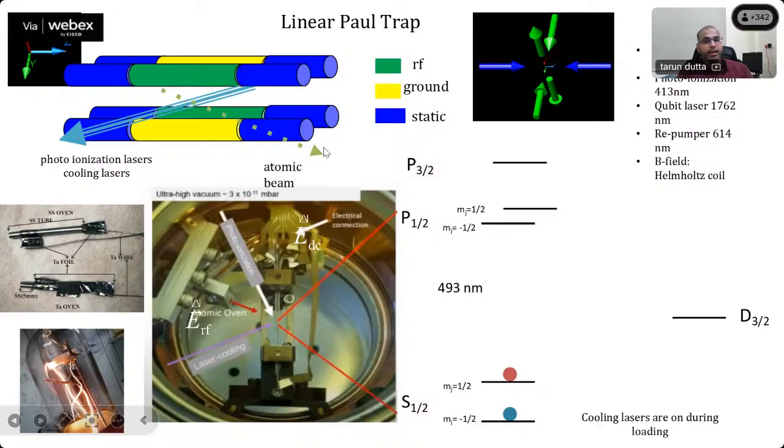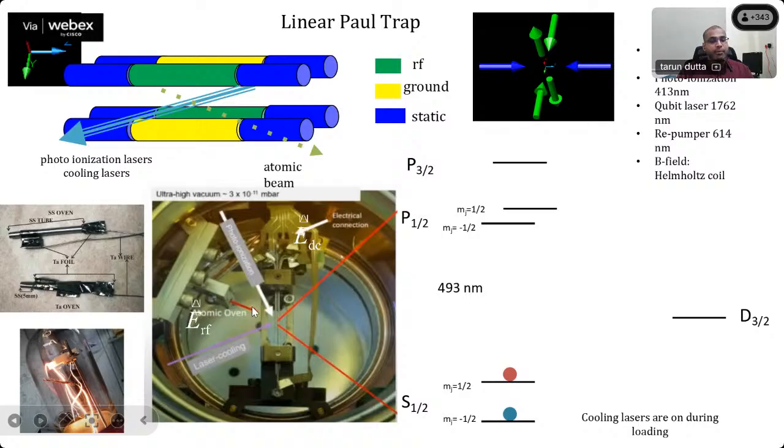Here in the schematic, have a look over here. It has to come through the trap center because all the lasers are aligned to the center. If the atomic beam is off-centered, then you will not have an ion. So that is another thing. The alignment of the oven and the alignment of the lasers have to be very well centered to the trap minimum where you are supposed to load the ion.